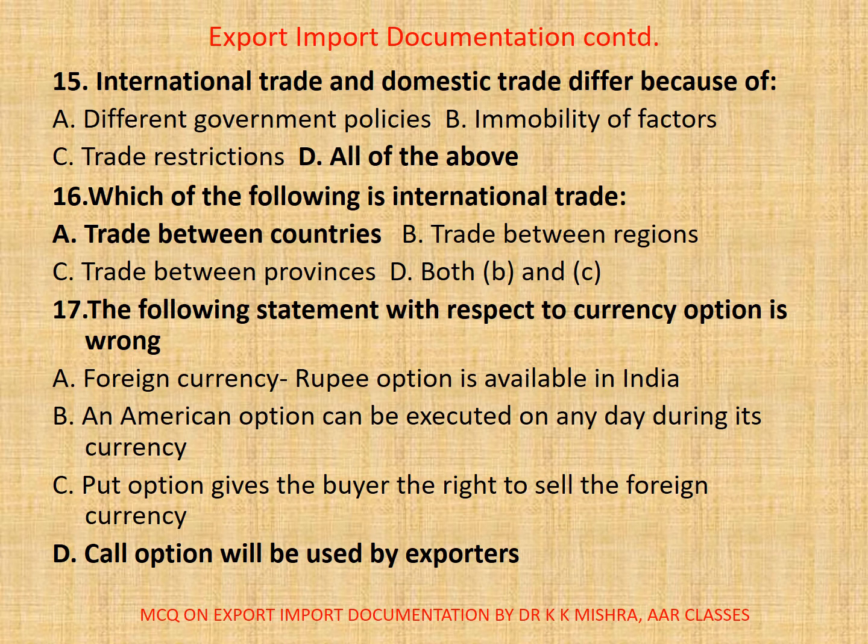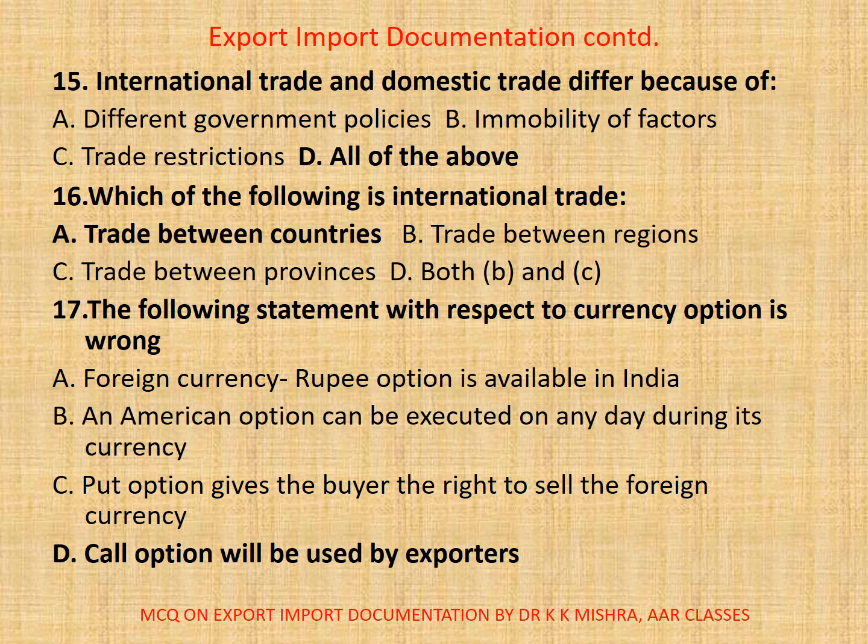15. International trade and domestic trade differ because of A. Different government policies, B. Immobility of factors, C. Trade restrictions, D. All of the above. Here correct option is D. All of the above.